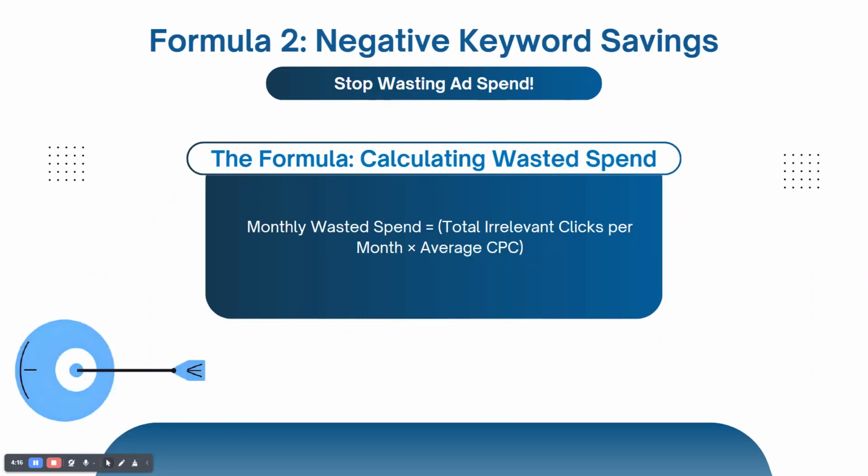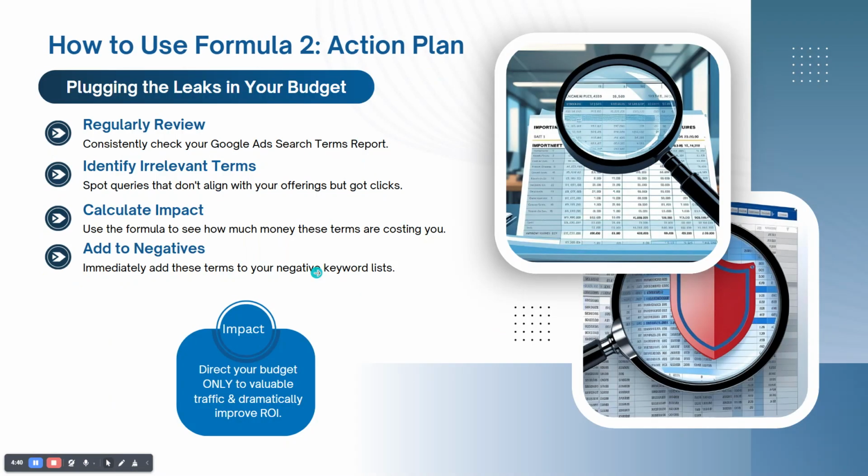The second formula is negative keyword savings. With this formula you can find out where you are wasting the ad spend, and how you can invest your money in the right keywords. The formula is: monthly wasted spend equals total irrelevant clicks per month times average CPC.